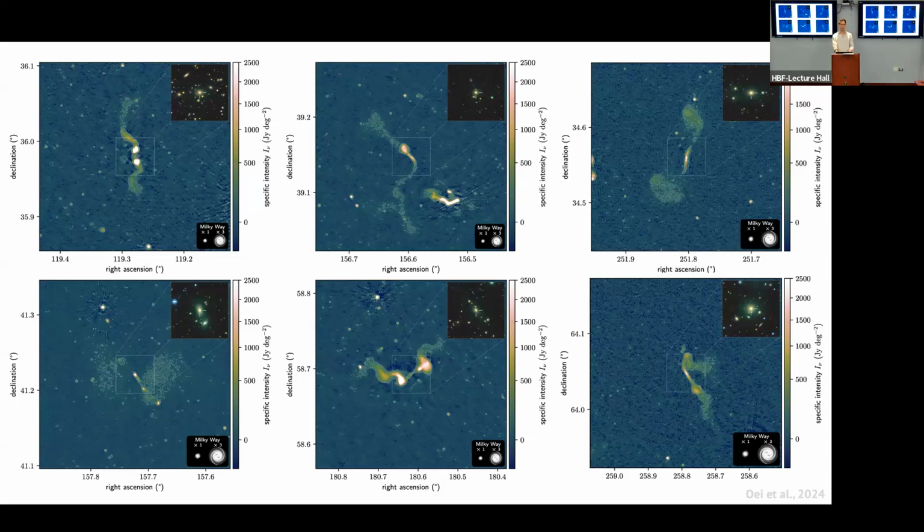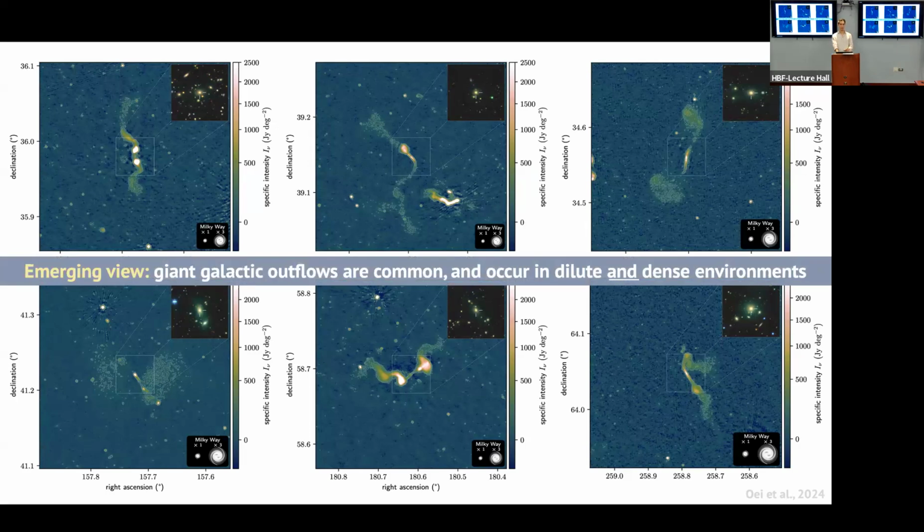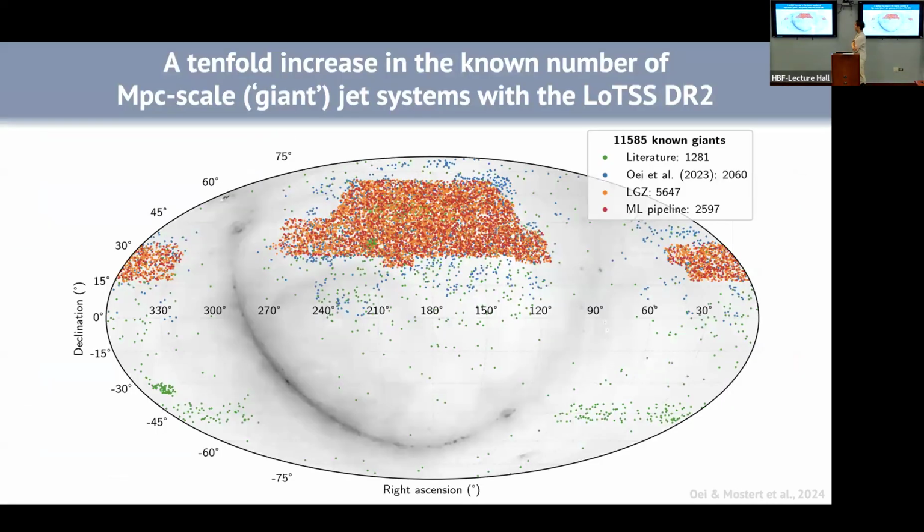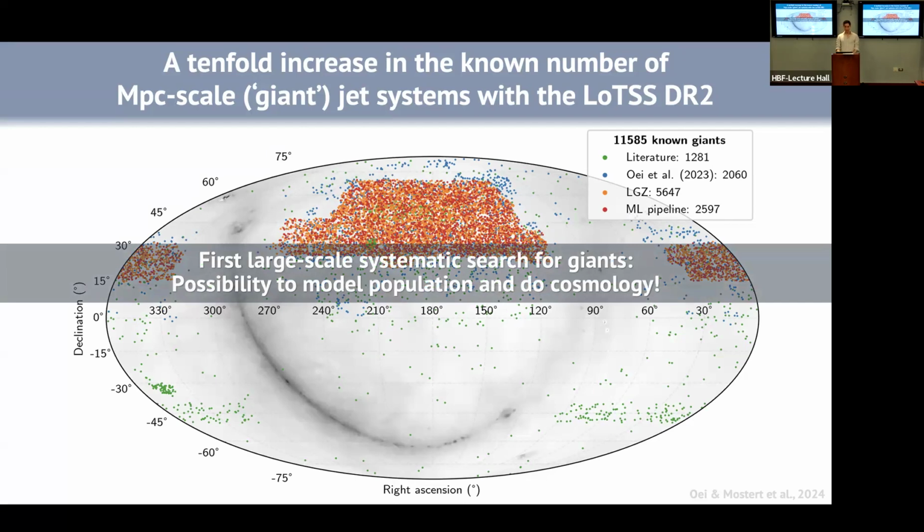And that means that we have been able to find something in the order of about 10,000 of those megaparsec scale jets. This is a plot of our results with the DR2, the second data release of the LOFAR 2-meter sky survey. As you can see, over a relatively large area of sky, we have homogeneous coverage. It means that now we found about 10,000 of these objects that you can actually start doing cosmology with them. And there's a possibility to model the population and to say what these objects do with the cosmic web.